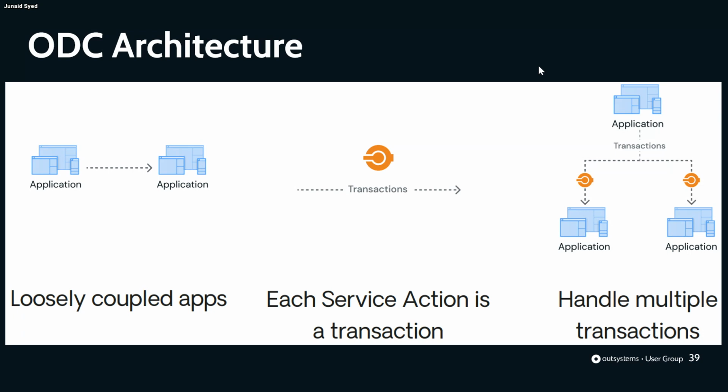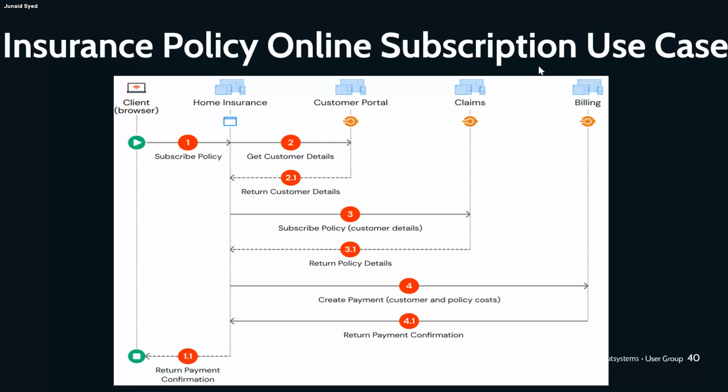Now let's look at one of the use cases, which is the online insurance policy subscription. Here there is a home insurance application which orchestrates this subscription functionality. Then there are different applications: the customer portal is one application, claims is another application, and billing is another application. They all have their own individual responsibilities.